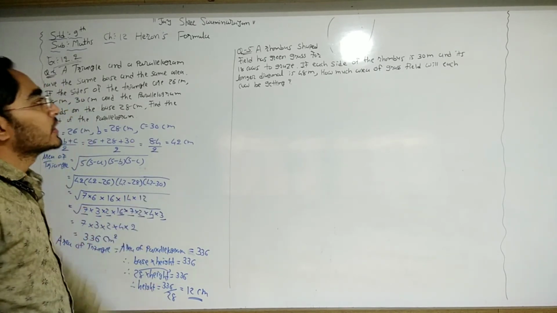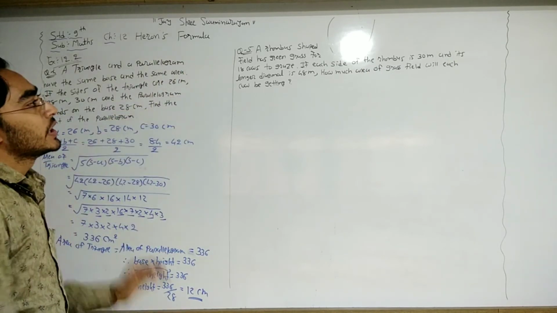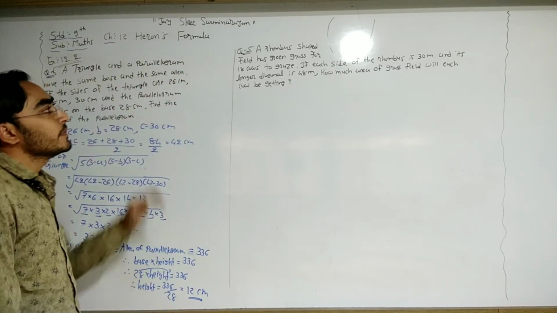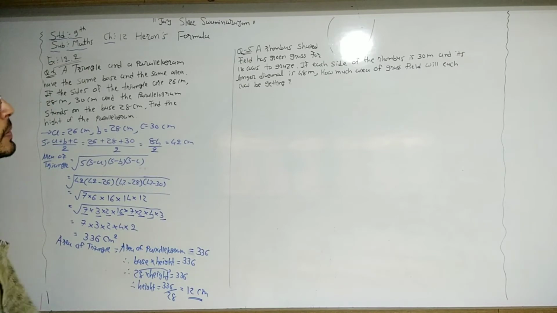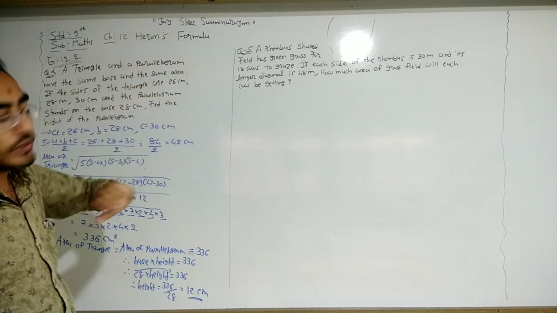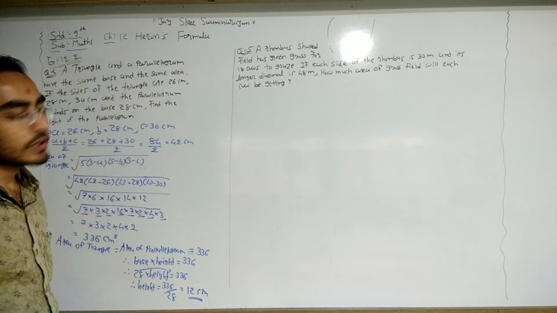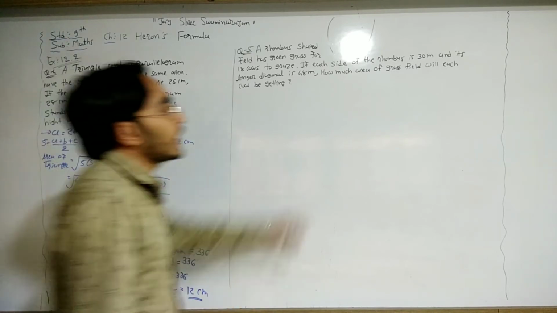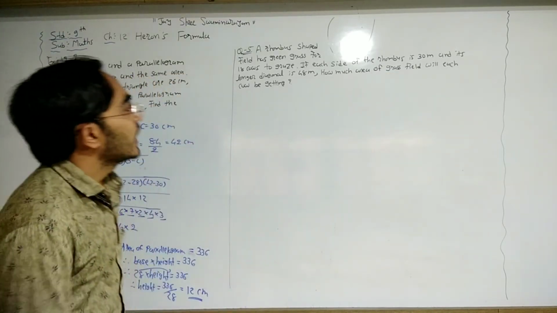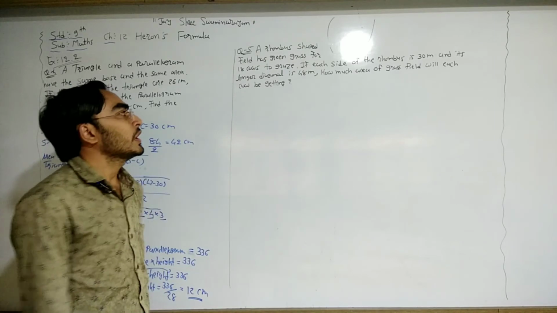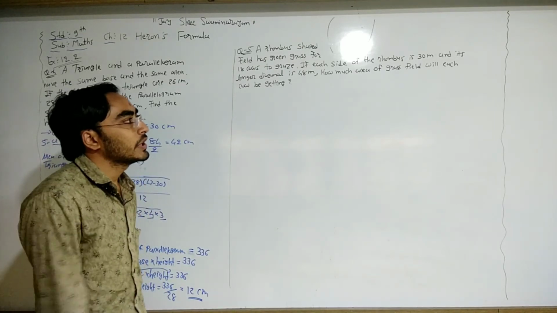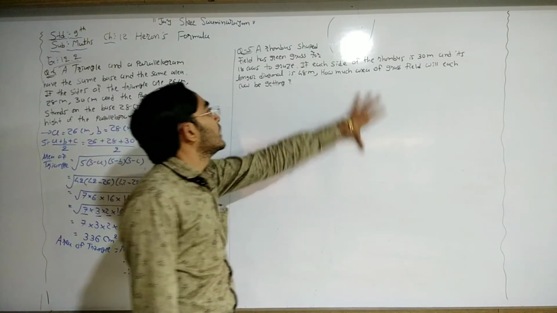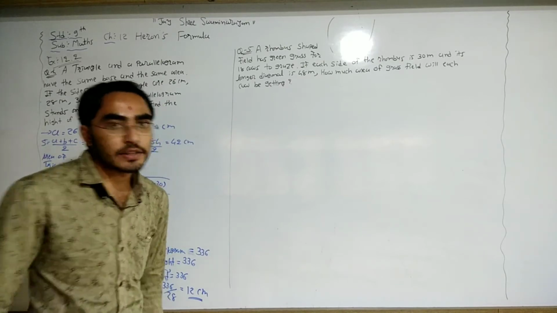Now, after that, question number 5. Here, first of all, read this question. A rhombus shaped field has green grass for 18 cows to graze. If each side of rhombus is 30 meter and its longer diagonal is 48 meter, how much area of the grass field will each cow be getting?